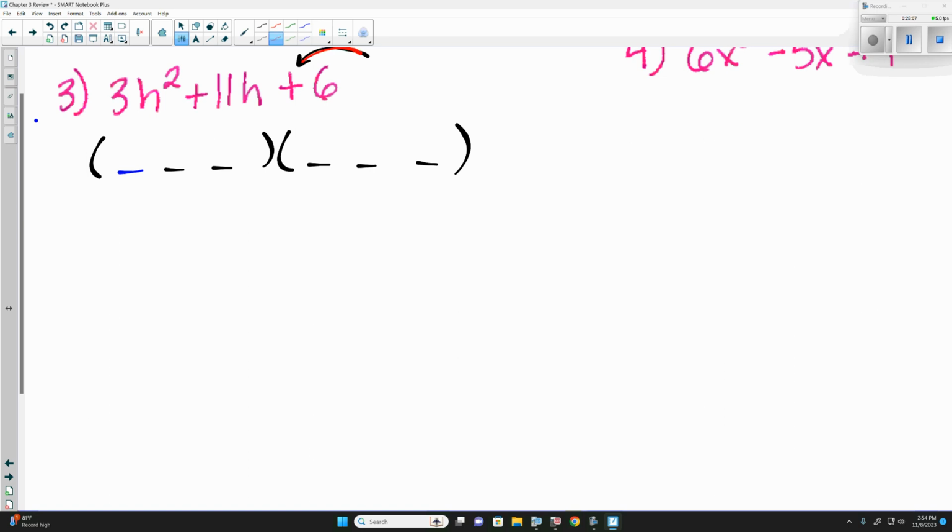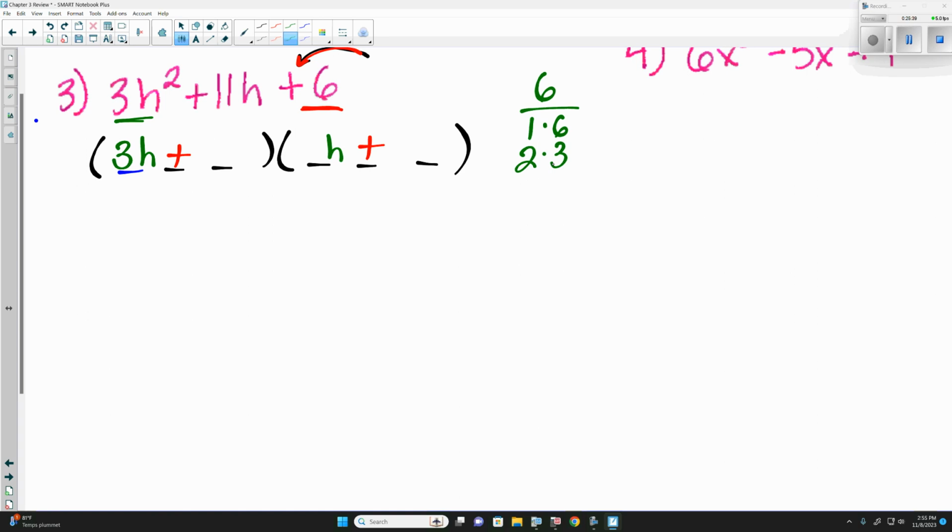You have to do the factors of both 3 and 6. Well, the signs would both be positive because the third term is positive. Middle term is positive, so both positive. Factors of the first and third term. Factors of 3h squared, well, we'll have 3h and h, because the only factors of 3 are 3 and 1. Only factors of h squared are h and h. Factors of 6 are 1 and 6 or 2 and 3.